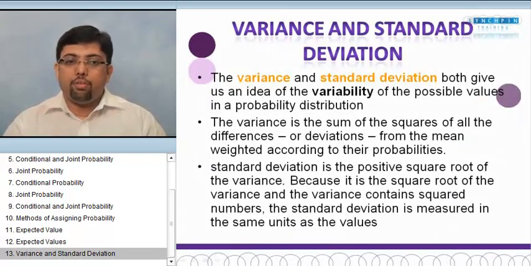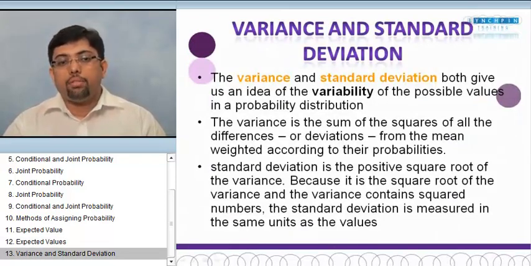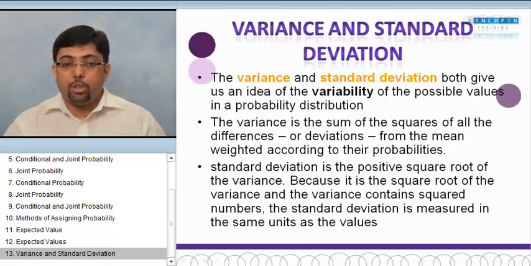Variance and standard deviation. The variance and standard deviation both give us an idea of the variability of the possible values in a probability distribution. The variance is the sum of the squares of all the deviations from the mean, weighted according to their probabilities. Standard deviation is the positive square root of the variance. So what is variance? It is the sum of the squares of the differences. Why sum? Because variance should cover both sides of the mean.